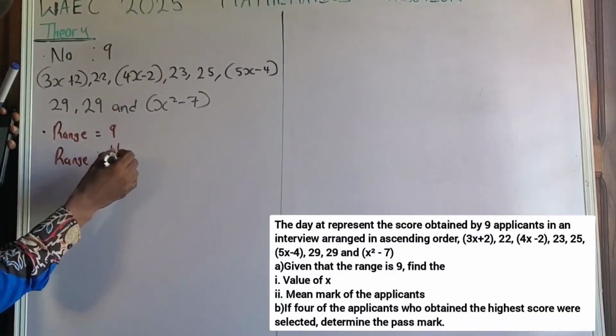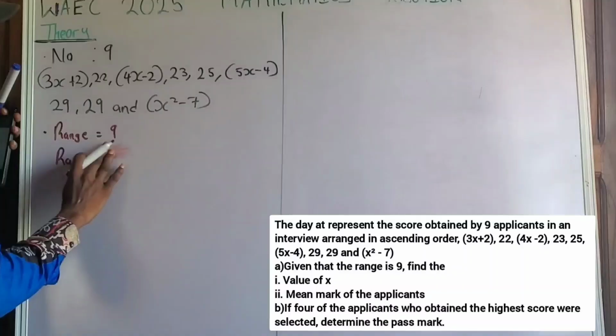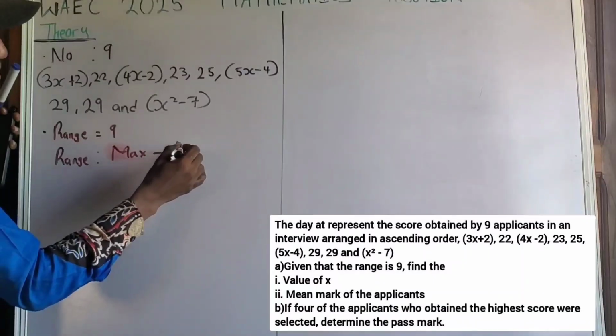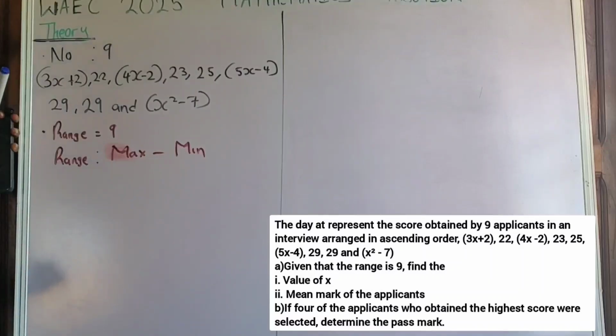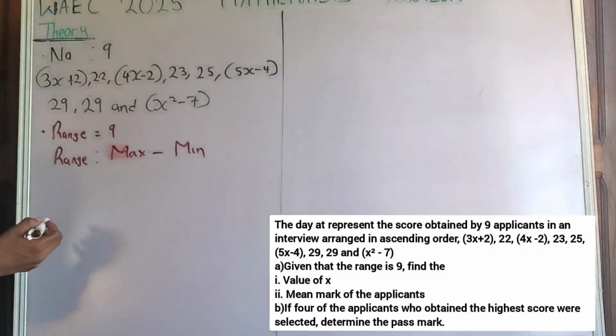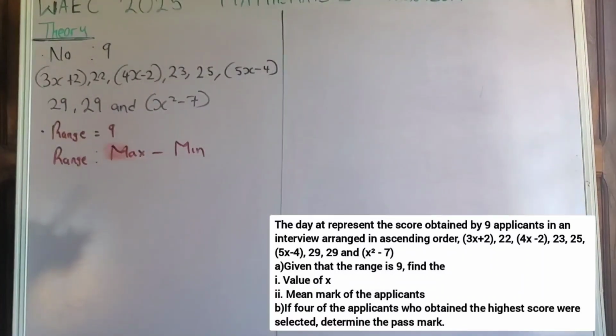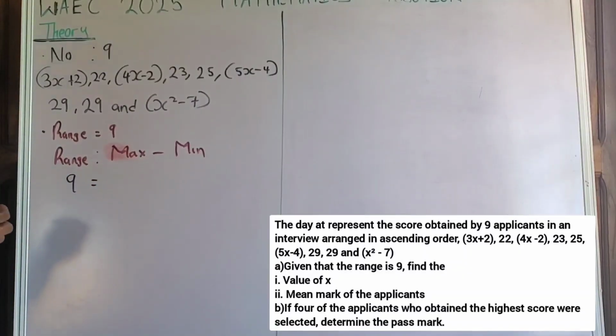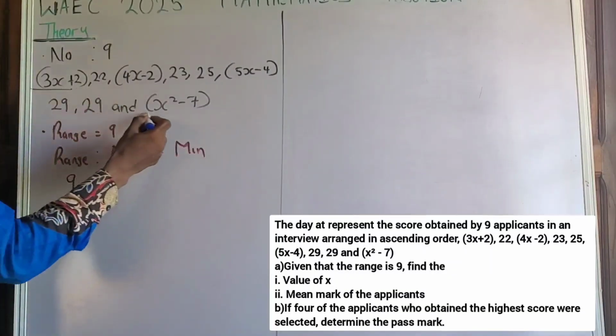So if I want to calculate the range, it is the difference between the highest score, or the maximum, minus the minimum. You understand? That is the range. So in that case, we are given that the range is 9. Don't forget that in the question we are told that the scores are arranged in ascending order. Ascending order simply means in order of increment. That means this is the lowest score while this is the highest score.